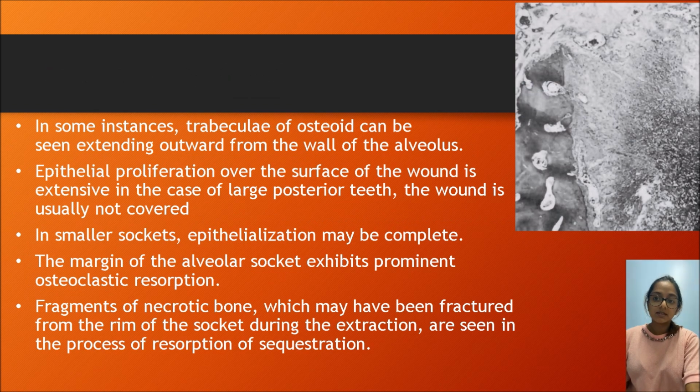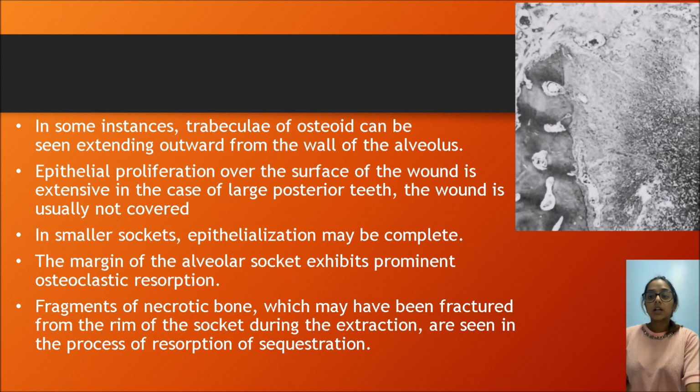In some instances, trabeculae of osteoid can be seen extending forward from the wall of the alveolus. Epithelial proliferation over the surface of the wound is extensive in the case of large posterior teeth. The wound is not usually covered. In smaller sockets, epithelialization may be complete.